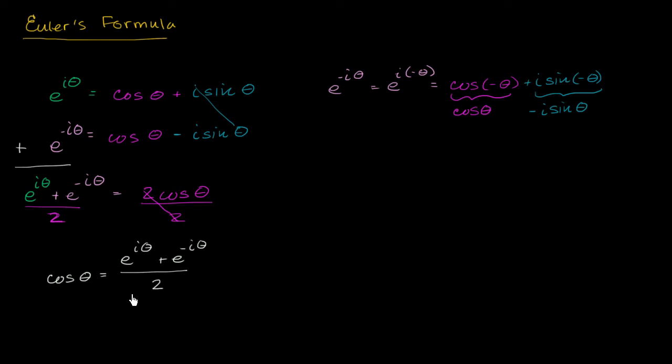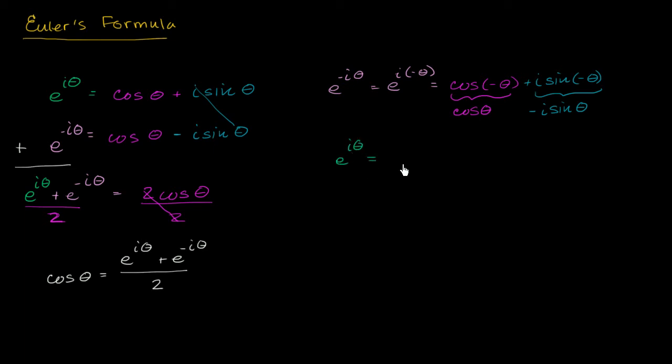Let's see if we can do the same thing for sine of theta. There are always these weird kind of parallels between cosine and sine. So let's just see what happens if we were to subtract this from that. Let's try doing that. If we were to take e to the i theta, let me just rewrite it over again.